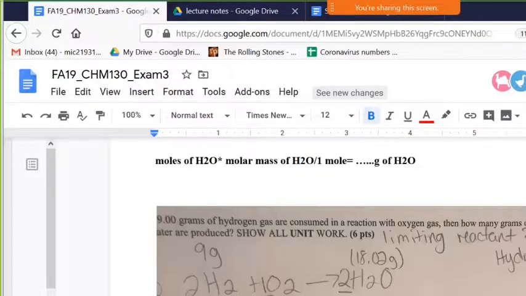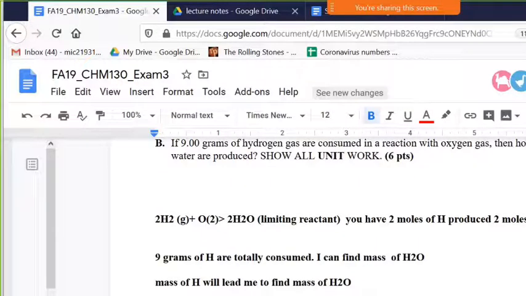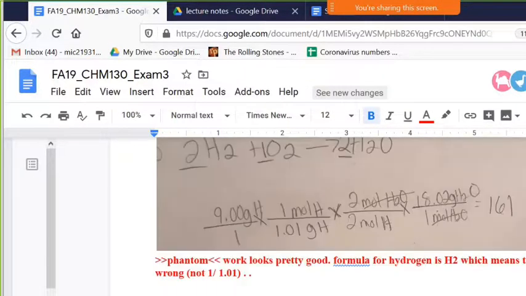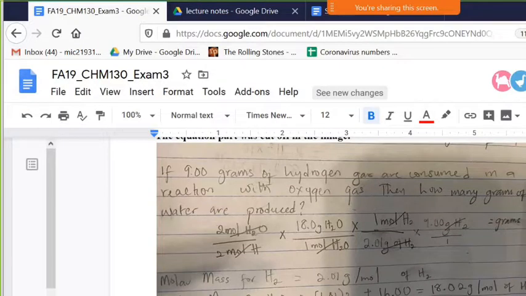Is this the same question? Oh, yeah, it is. I think the only difference from this one and the other one is the fact that they just use H instead of H2.